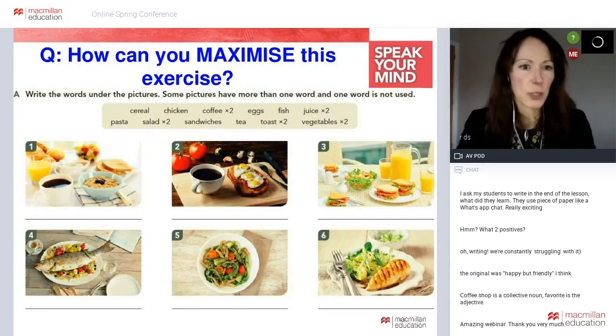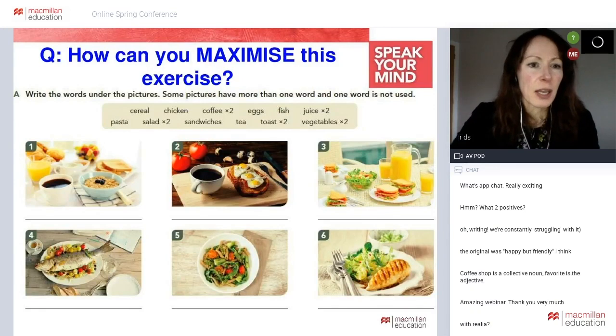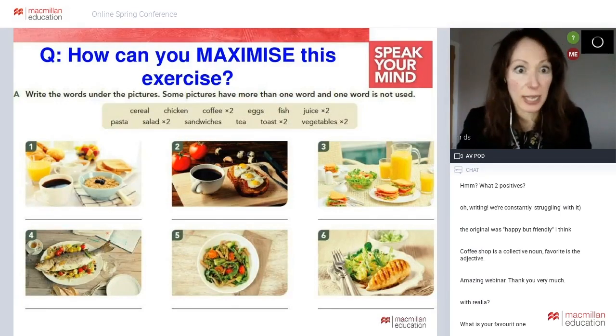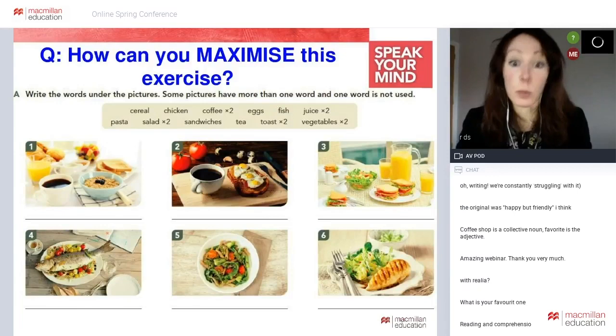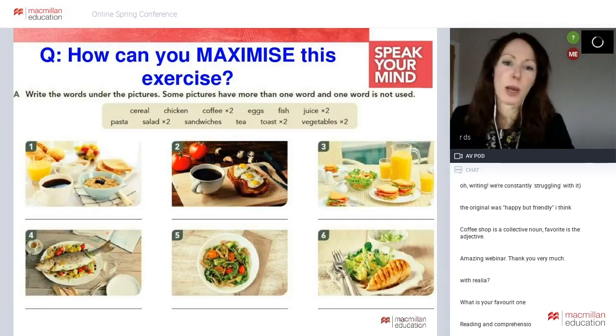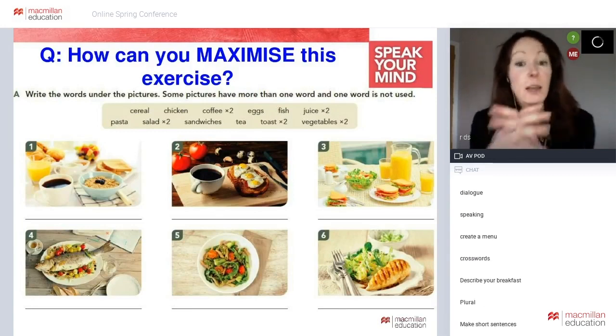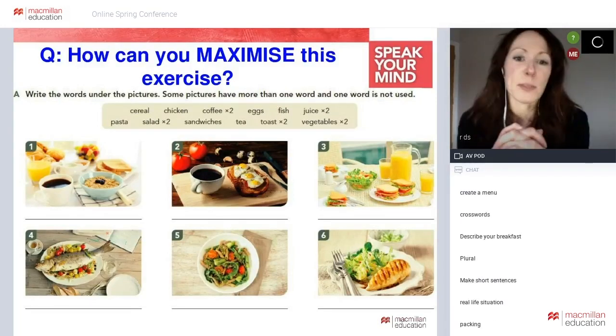We've seen it before, 12 items of food, matching the words to the pictures. What else can you do with the vocab? What's your next activity? With realia, your favorite one, countables, creating a menu, crosswords, plural.